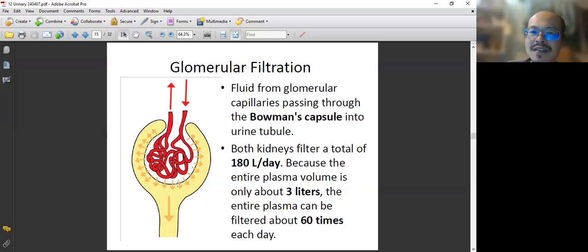So the next thing is, wait a minute. So you are saying that these capillaries carry high blood pressure and push everything through, but I remember capillaries are very thin, right? It's only a single layer. So wait a minute, are you saying that they can sustain that kind of blood pressure to push things through? Good question. Yeah. So how do they sustain that fluid pressure? They have something special. Let's take a look.